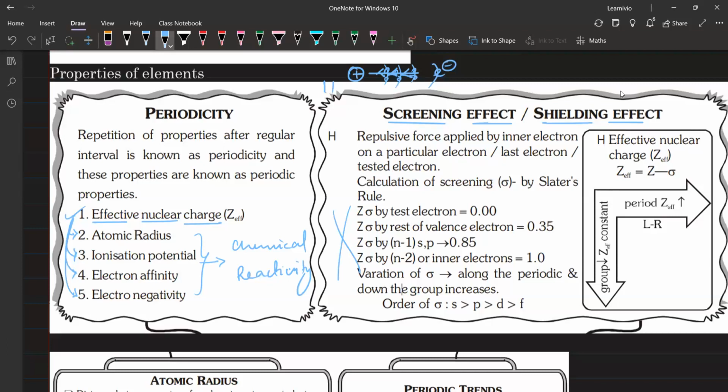What you need to remember is top to bottom. If you go top to bottom in a group, the Z effective is constant. The Z effective does not change. And when you go from left to right in a period, then the Z effective increases. Now, why is it happening?